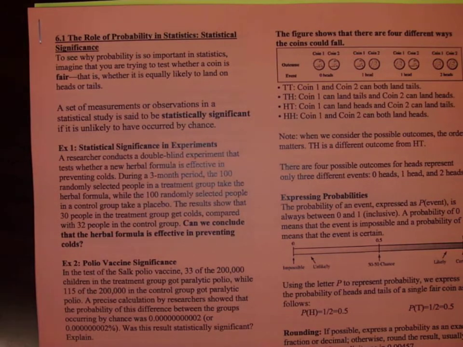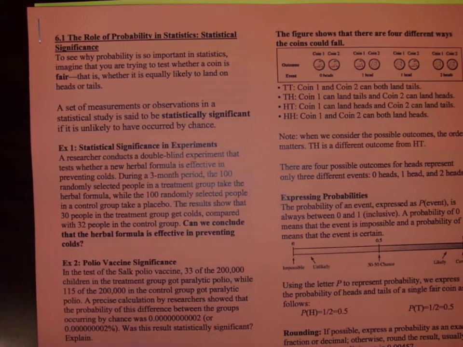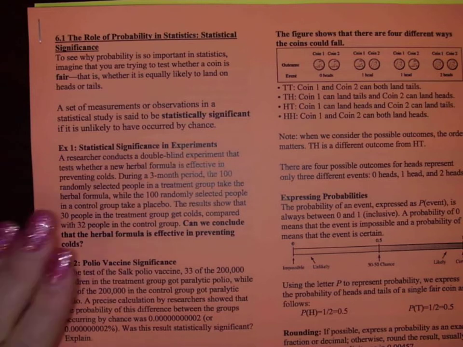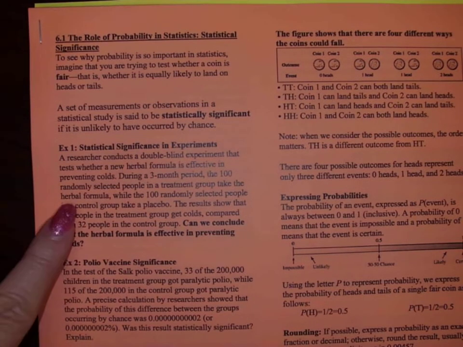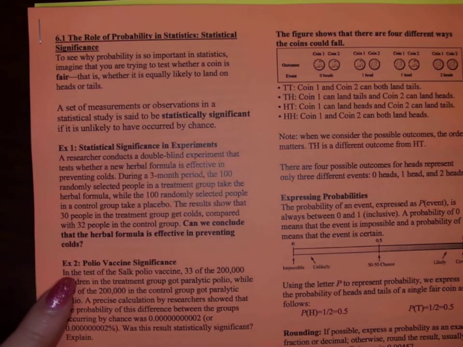So we should not expect the number of people with colds in any two groups of 100 people to be exactly the same. And in this case, the difference between 30 people and 32 people who got colds in the treatment group versus the control group is small enough to be explainable by chance. The comparison of 30 to 32 is awfully close. So the difference is not statistically significant, and we should not conclude that the treatment is effective.